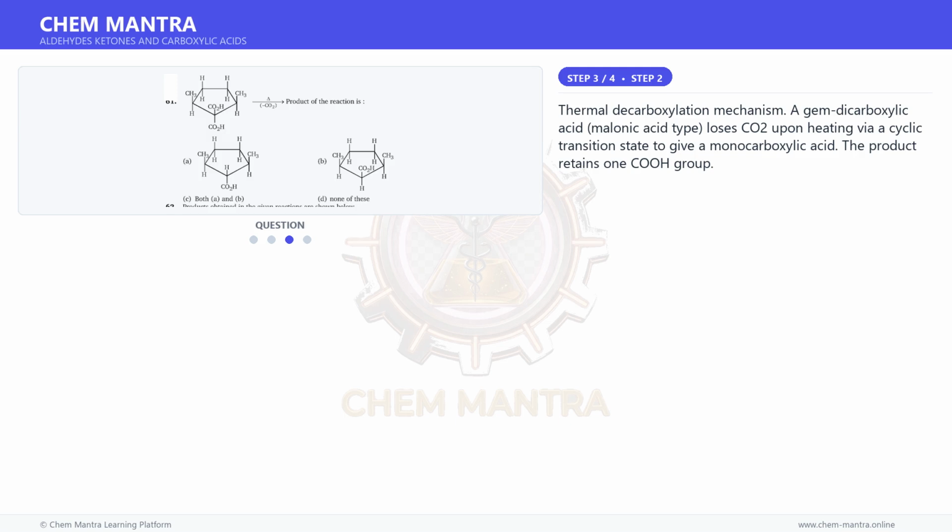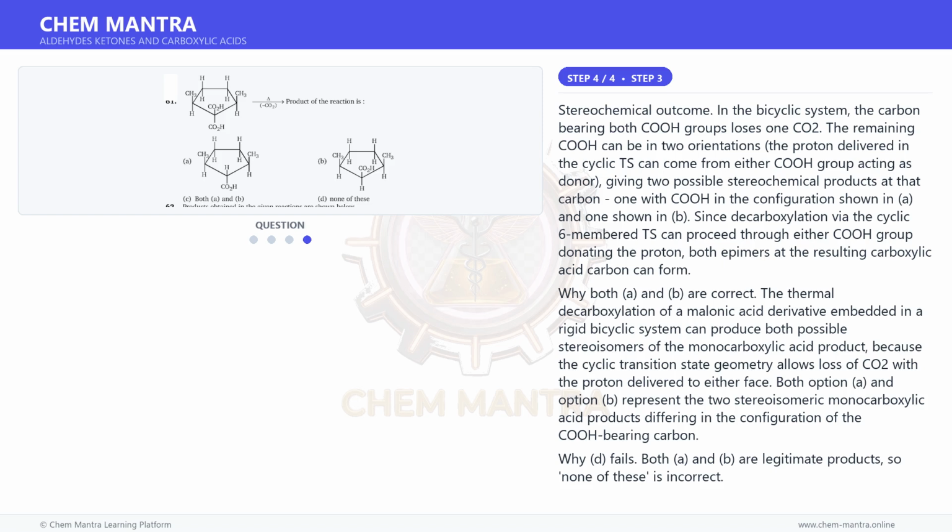Thermal decarboxylation mechanism. A gem dicarboxylic acid, malonic acid type, loses CO2 upon heating via a cyclic transition state to give a monocarboxylic acid. The product retains one CO2H group. And for the final step.